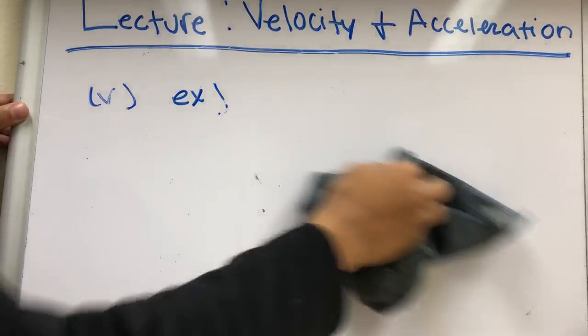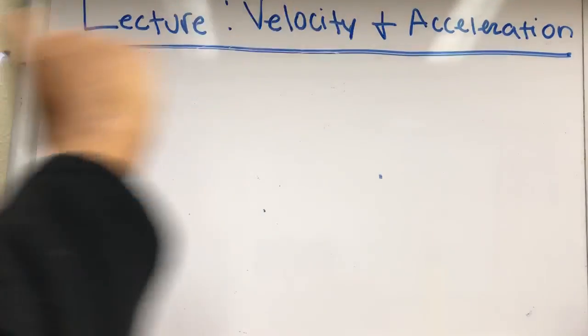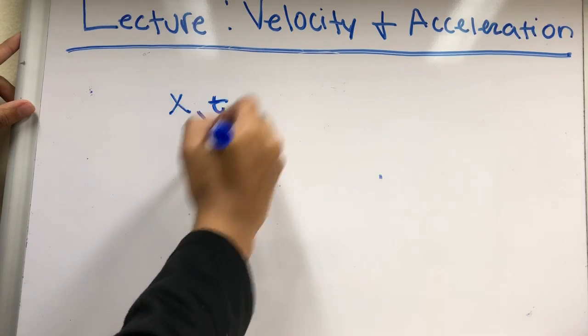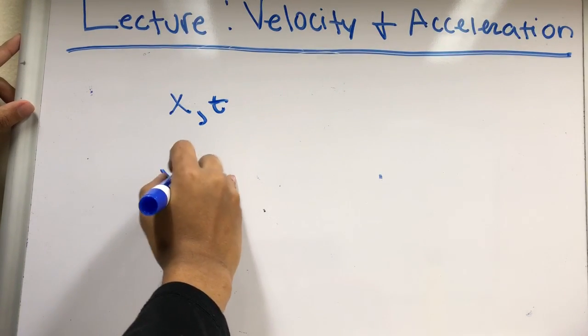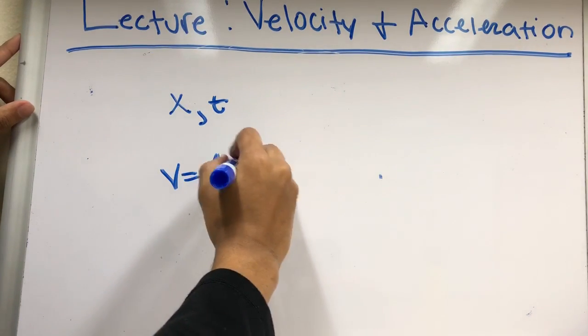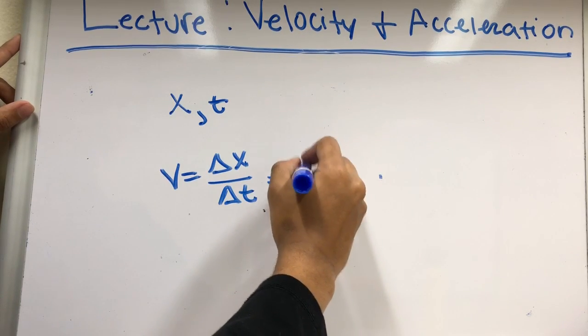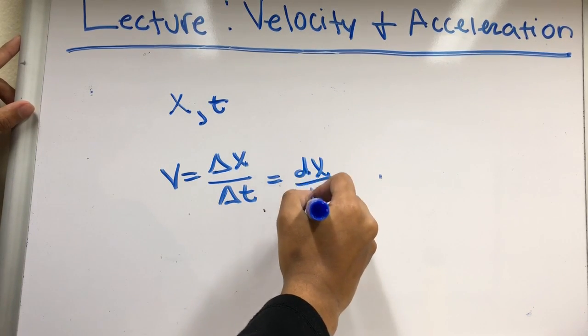Let's take a look at this using the math behind this concept. The variables given are x for position and t for time. Average velocity can be determined as the change in position over the change in time. In terms of calculus, this is the derivative of position with respect to time.